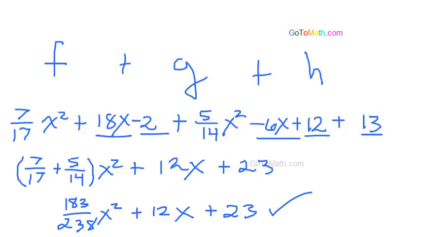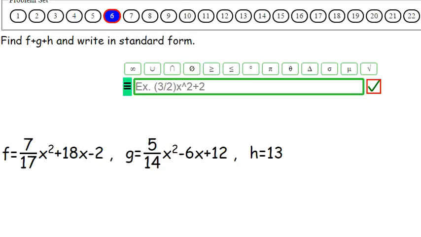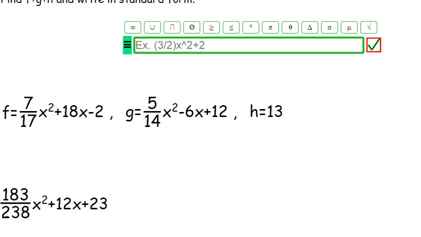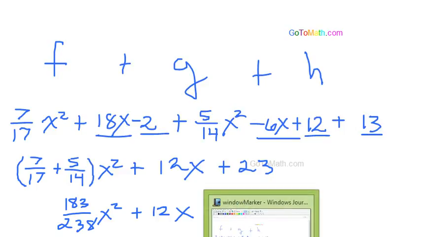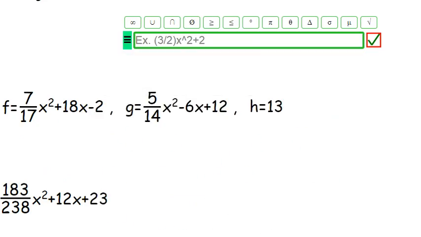What are we doing? Let's go back. Let's hit answer. What did I say? 183 over 238? I think that's what I did say. Let's go over here. Bring this back up. 183 over 238 x squared plus 12x plus 23. Gotcha. I got to flip back and forth.